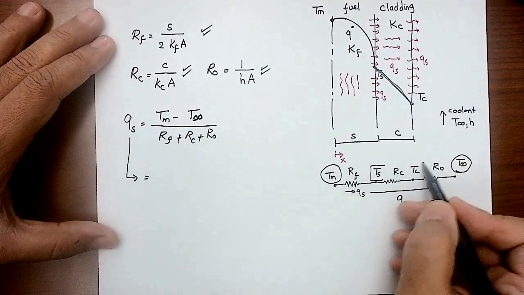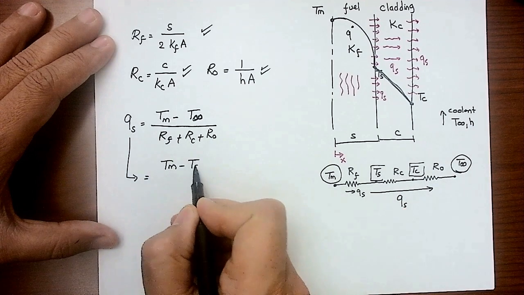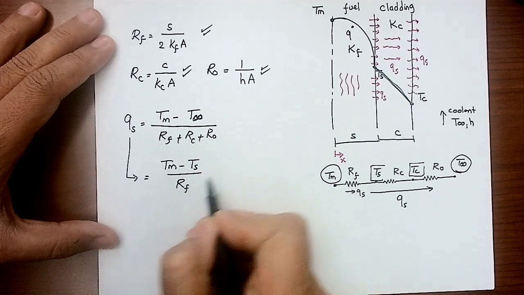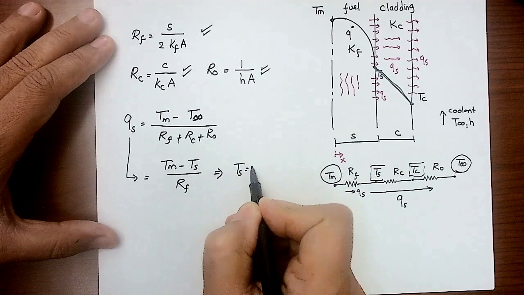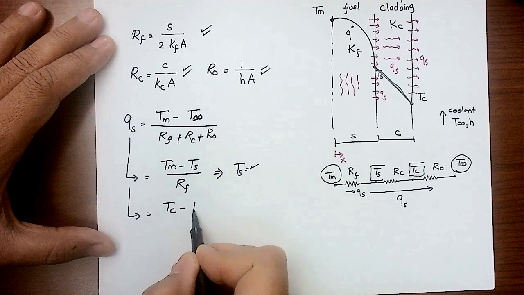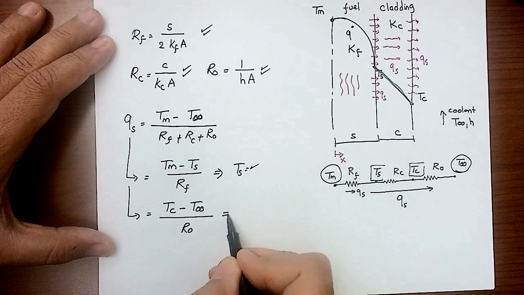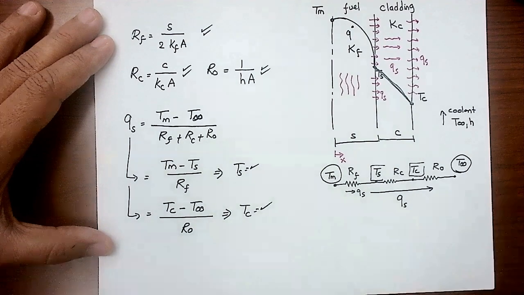If I want to calculate the interface temperature here, I would say this is T max minus T surface, divided by R fuel. This equation will give me the T surface. I take the same Q and say this is equal to T cladding minus T infinity divided by R of the convection. From this, I can get T cladding and so on.